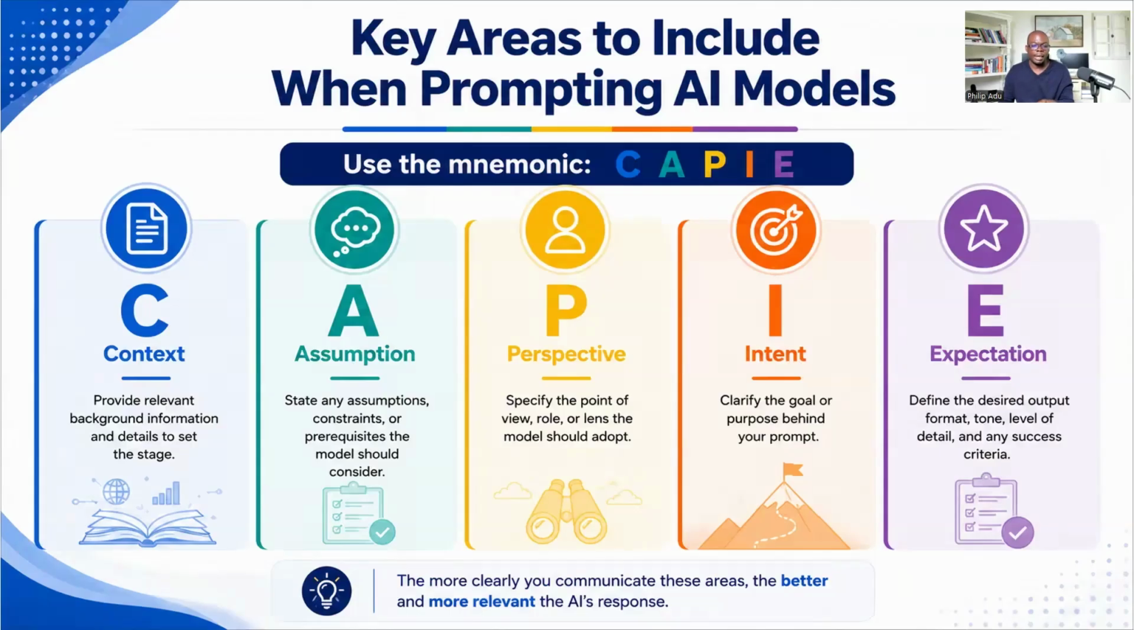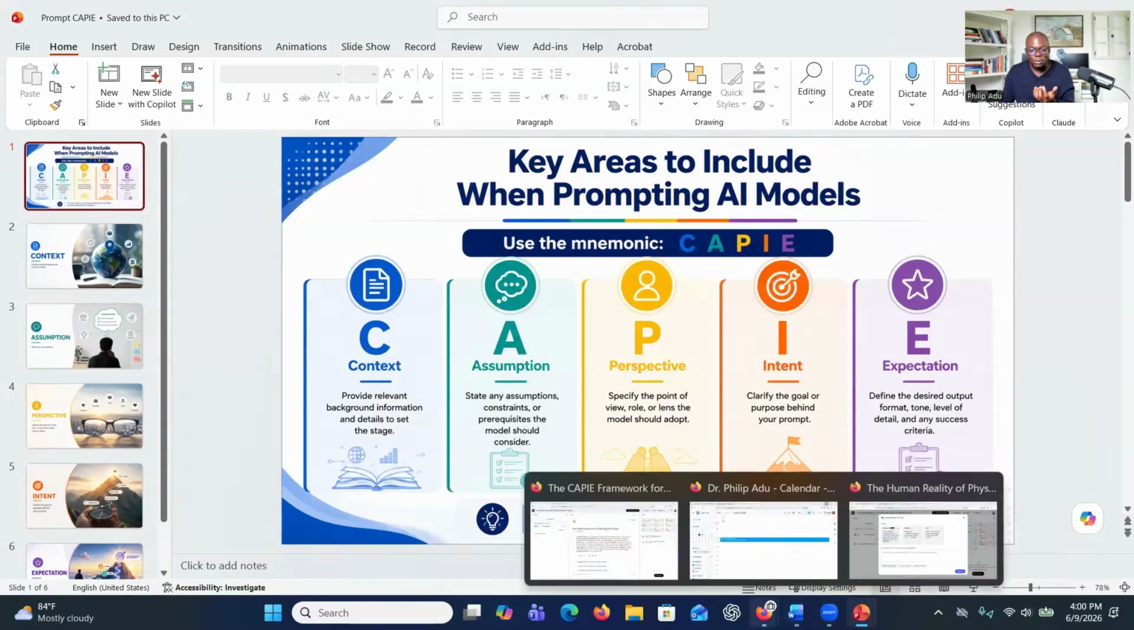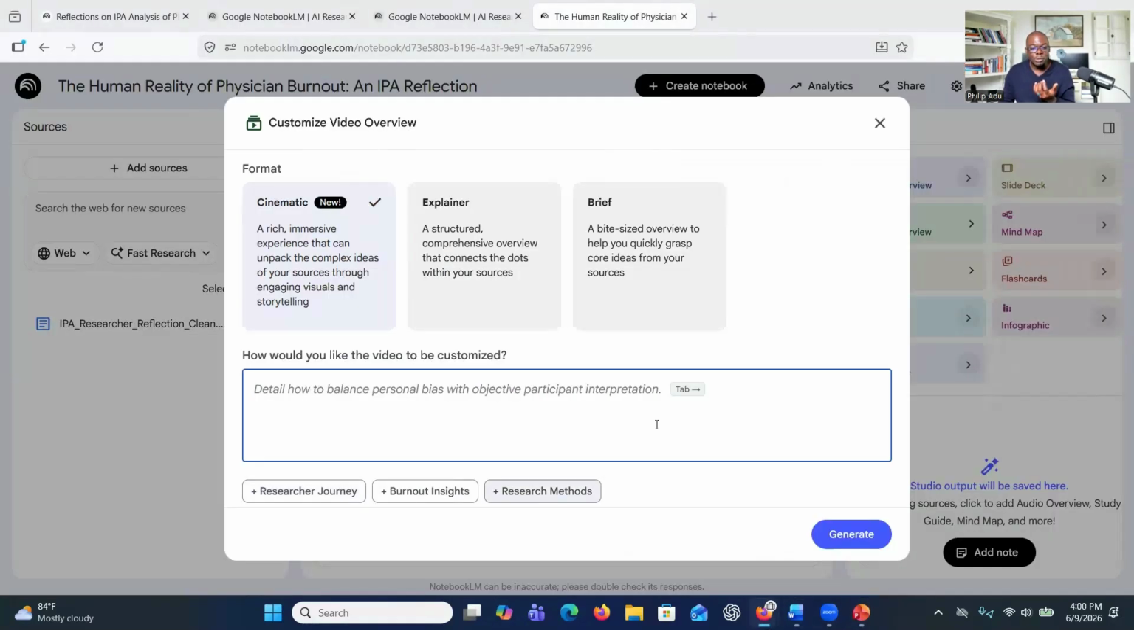So think about CAPIE. You can call it CAPI. Think of CAPI whenever you want to provide detailed information to the system. But as I said, it's not required for you to do that. But if you want to do it, you can provide that information. That will also be helpful.